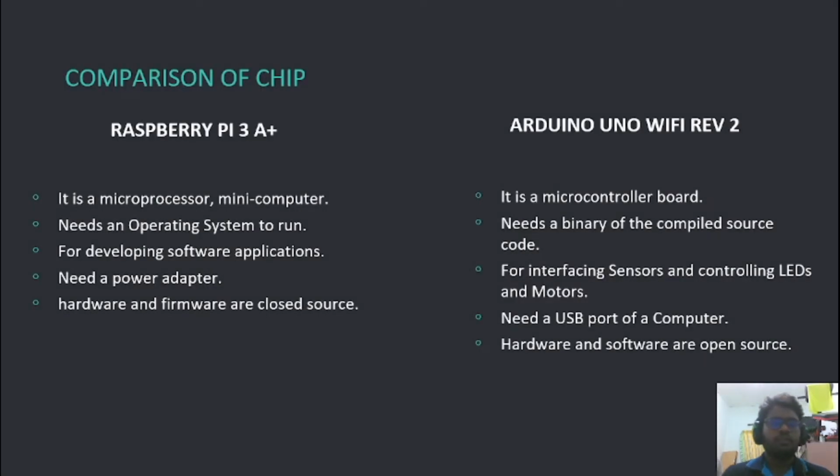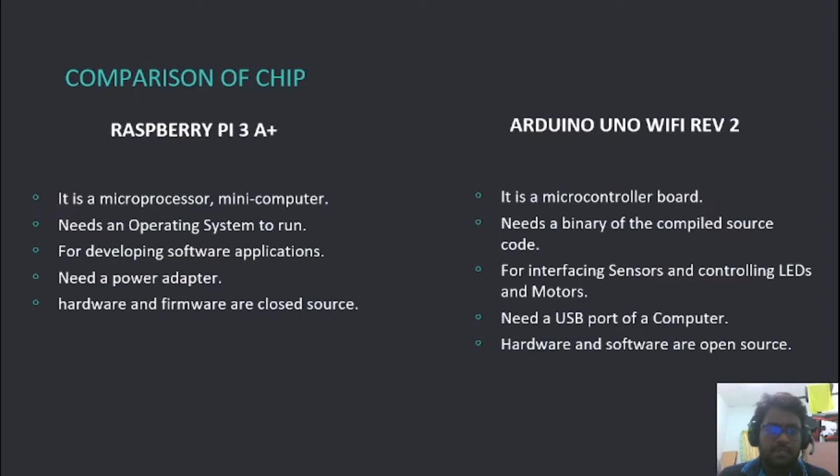Today I'm going to do a presentation about the literature review. The literature review consists of a comparison between the main components that we are using for our project. The first comparison is of the chip. For this smart bookshelf project, we decided to use either the Raspberry Pi 3A Plus or the Arduino Uno Wi-Fi Rev 2. Below is the comparison between both chips.